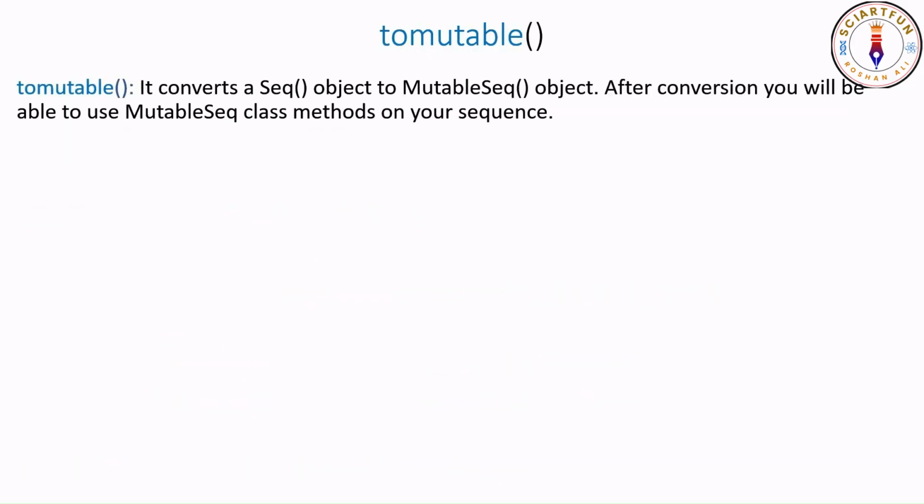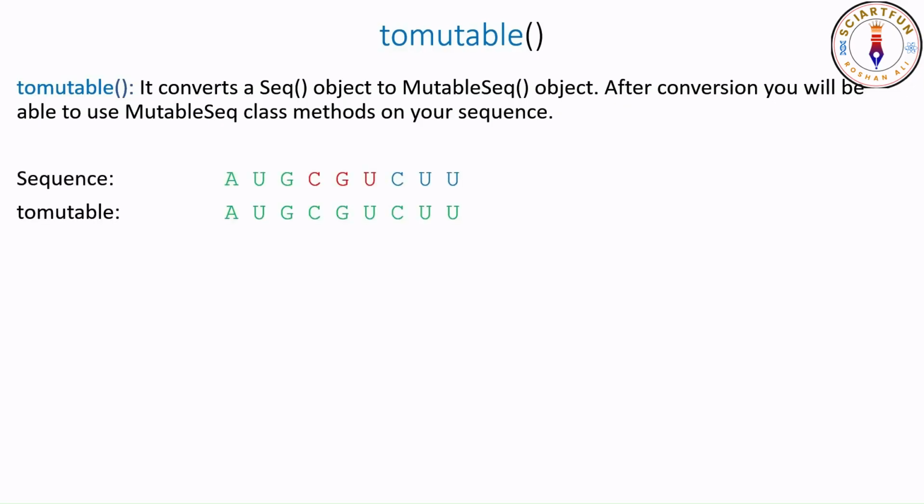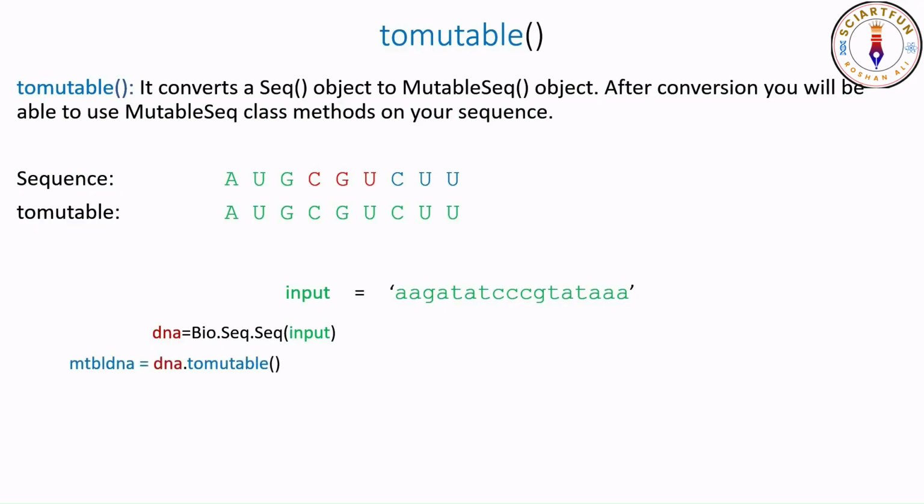If you have created a Seq class object, and you want to convert it to Mutableseq class, then you have to use this method. For example, take this input sequence. Create a Seq class object first. Now if you want a Mutableseq class object, then use this command. And your object's class is now changed.